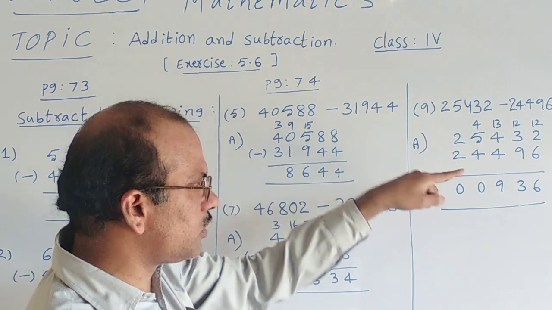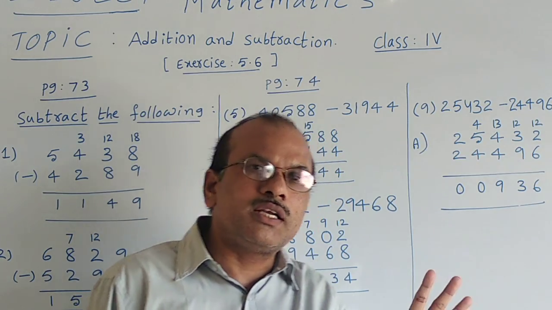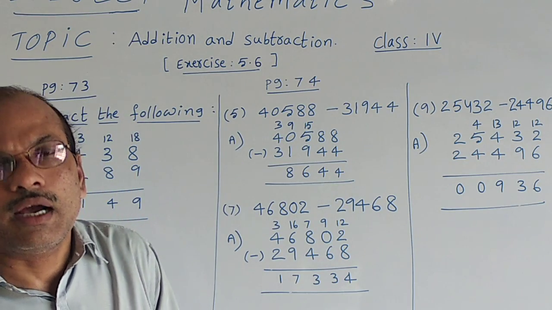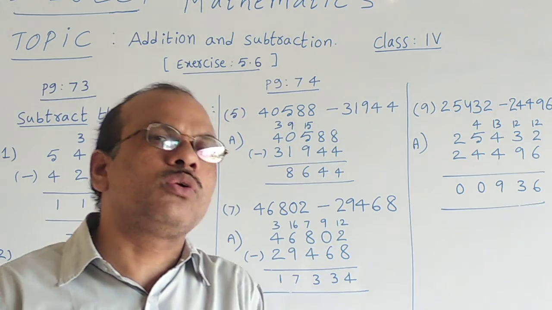2 minus 2 also equal to 0. We need not write also these two zeros. Just for the sake of more clarity, I have written them now. But actually we can ignore them also.